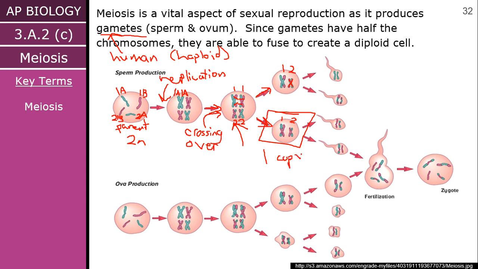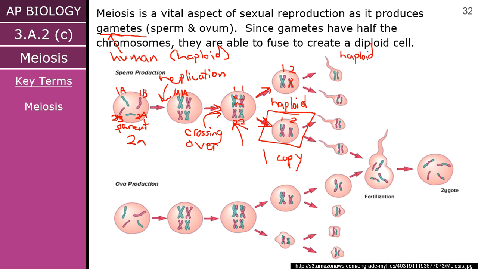And if you'll recall, when it's 1 copy, we call that being haploid. So until this step, we have been diploid this whole time. And now we're haploid. That means we have one copy. And then these cells go on to split, and they make sperm and egg. And you'll notice here that the sperm and egg are also haploid.